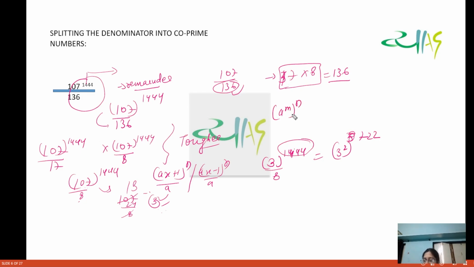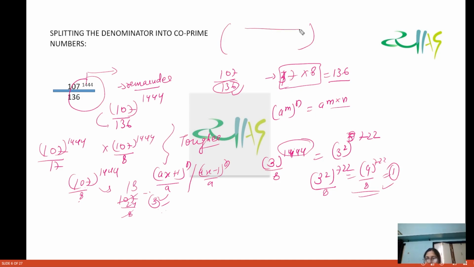And you know, a to the power m to the power n is what? A to the power m into n. So you have 3 square to the power 722. That means 9 by 8 to the power 722. That becomes equal to what? 1. That becomes equal to 1. So this is what we are getting.